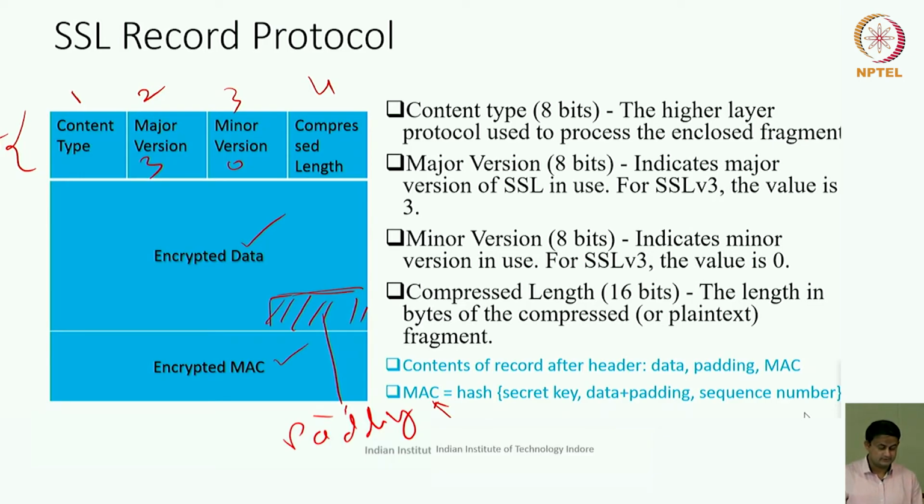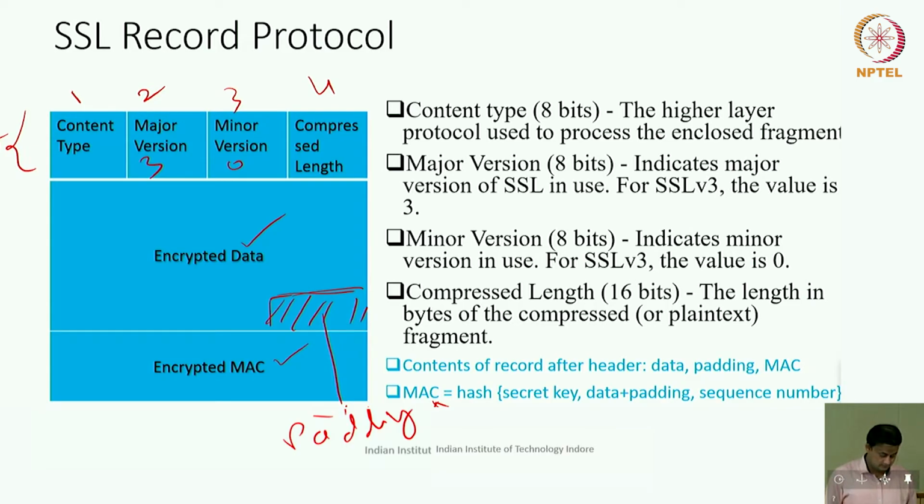So it takes these components. One is the secret key, and the second one is the data plus the padding that I was talking about, and then the sequence number. In the SSL protocol, every piece of data is identified by a sequence number. This is a different sequence number than the one TCP uses. TCP also uses a sequence number, but that has nothing to do with the SSL sequence number. This is the sequence number of the SSL protocol itself, not of TCP. So that is how the MAC is calculated, and that MAC is the one which goes here and then gets encrypted. That is what happens in the SSL protocol.